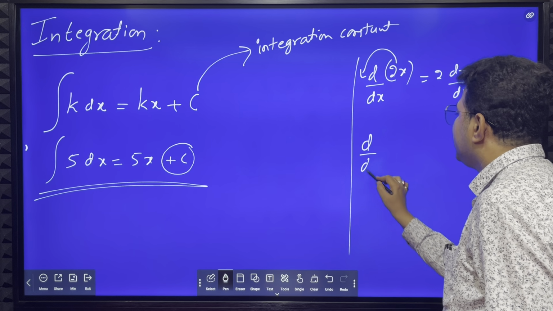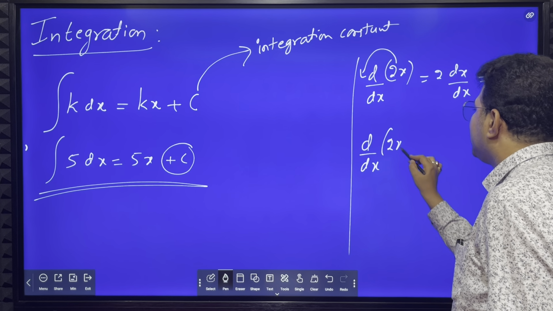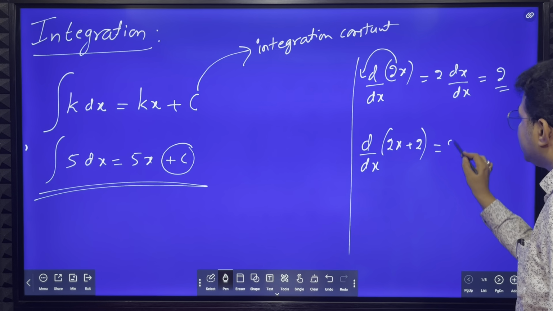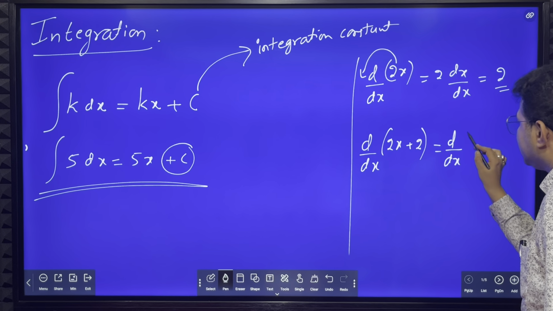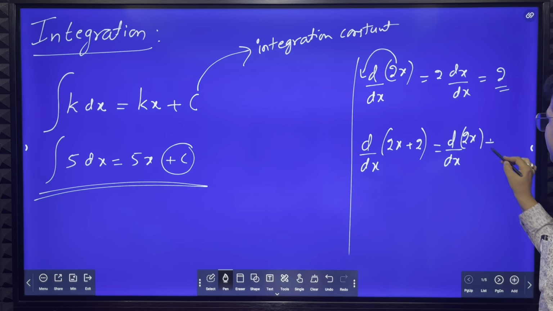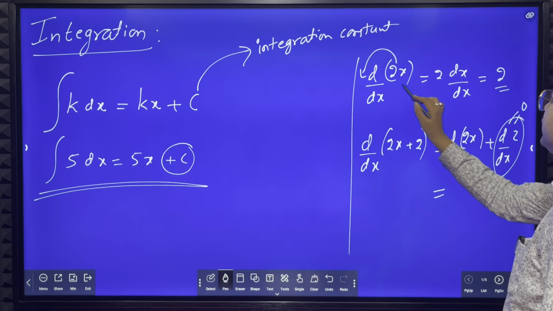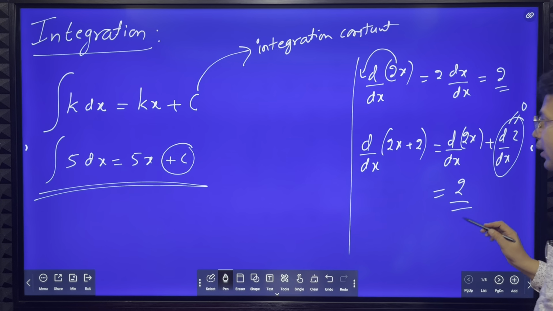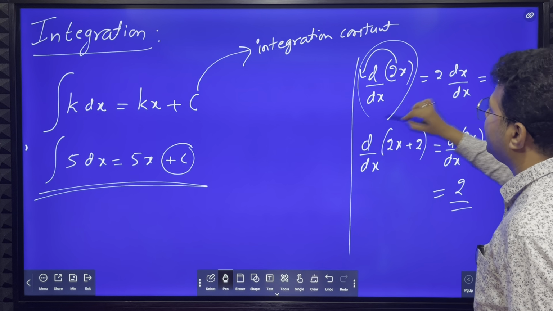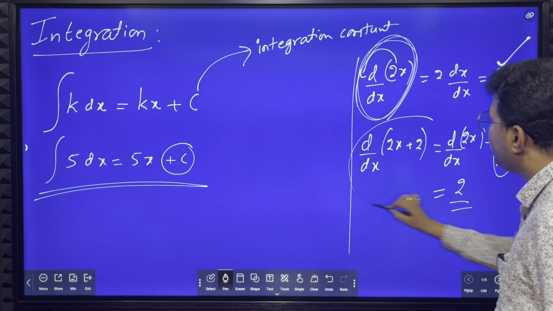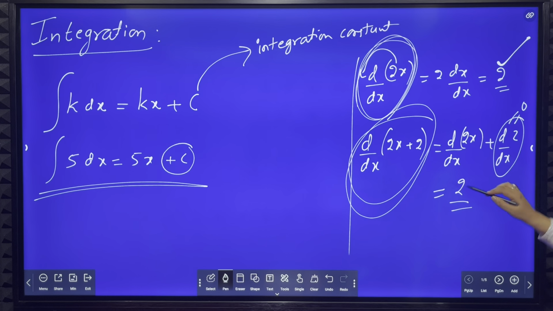What is differentiation of 2x plus 2? Differentiation of 2x plus 2 means differentiation of 2x plus differentiation of 2. Correct now? What is differentiation of 2? It is 0. What is differentiation of 2x? It is 2. Now what happened? When you differentiate 2x, you got 2. When you differentiate 2x plus 2, now also you got 2. Now what is the difference?